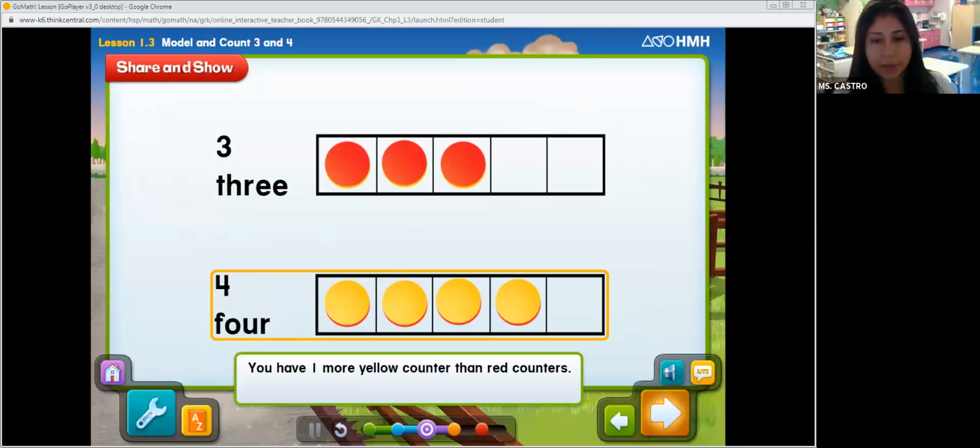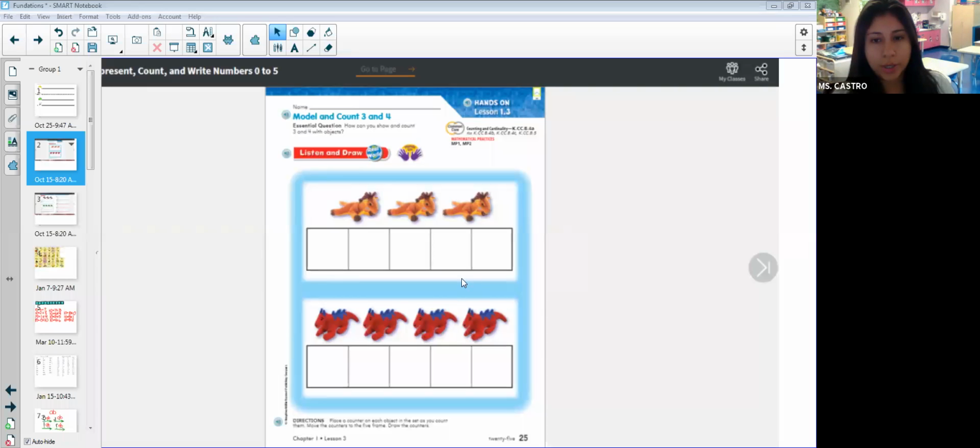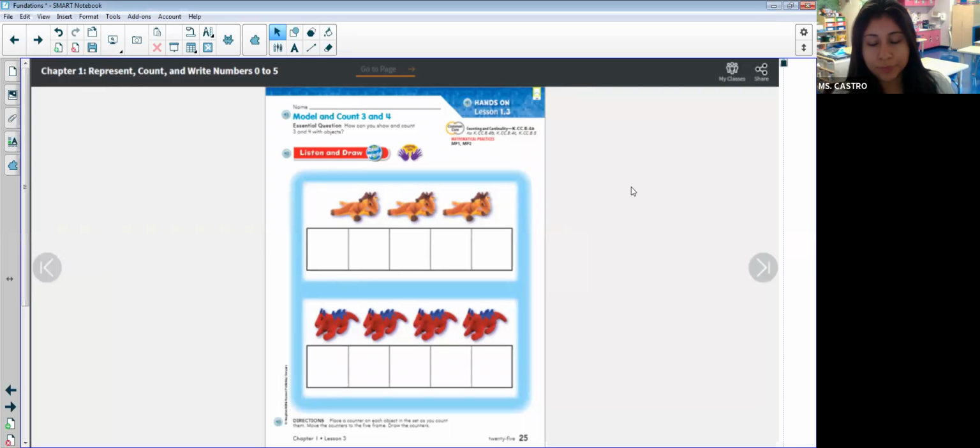So in our math books, we are working on lesson 1.3, which is found on page 25. So you're on the page where you see the horses and the dragons. Now, what Ms. Castro is going to do is look at the horses first because the horses are at the top of the page. So that's what they want us to work on first.